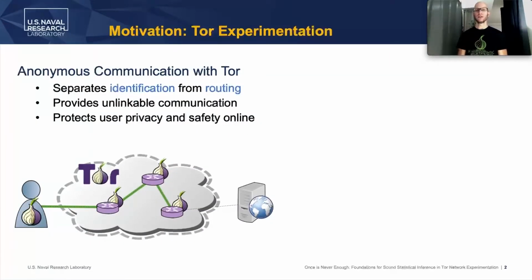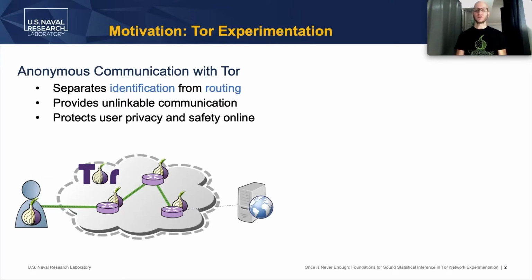Our work is about Tor experimentation. Tor is an anonymous communication system that separates identification from routing. Clients in Tor send their web requests through a series of 3 Tor relays. As a result of this routing process, no single relay in the network can identify both the source of the traffic and the destination. So Tor provides unlinkable communication and protects user privacy and safety online.